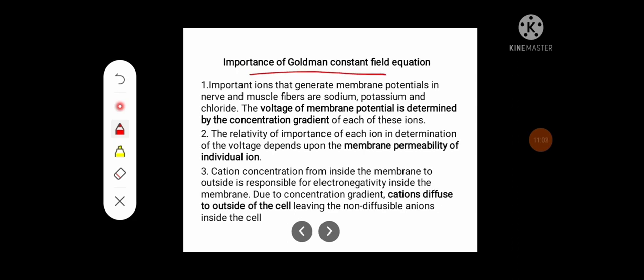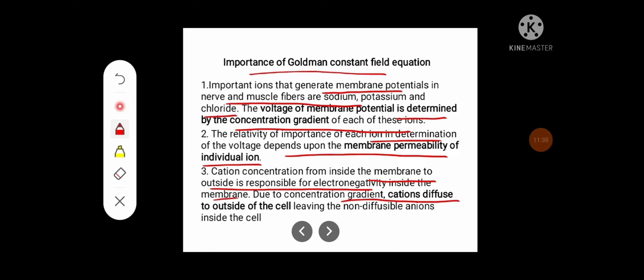Importance of Goldman constant field equation. The important ions that generate the membrane potential in nerve and muscle fibers are sodium, potassium, and chloride. The voltage of membrane potential is determined by the concentration gradient of each of these ions. The relative importance of each ion in determination of voltage depends on the membrane permeability of the individual ion. The cation concentration gradient from inside the membrane to outside is responsible for electronegativity inside the membrane. Due to the concentration gradient, cations diffuse to outside of the cell, leaving the non-diffusible ions inside the cell.